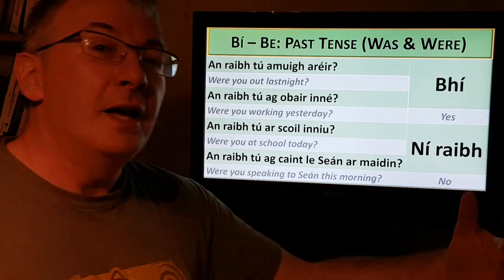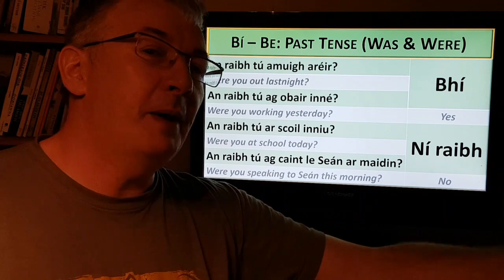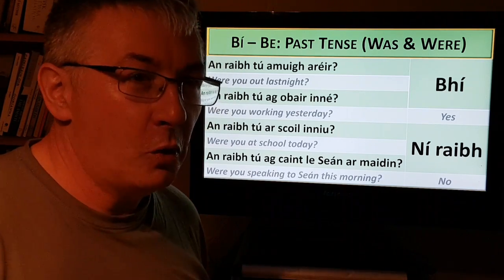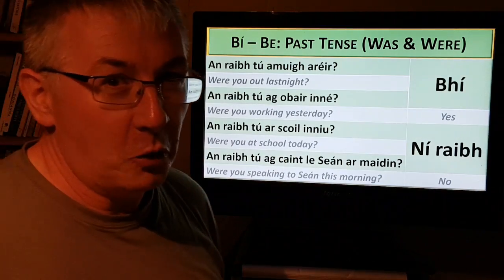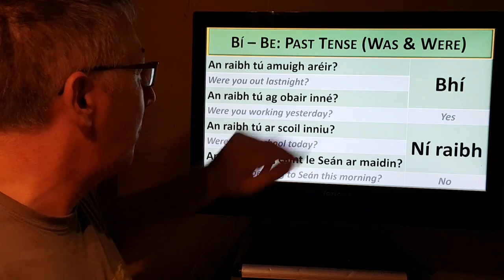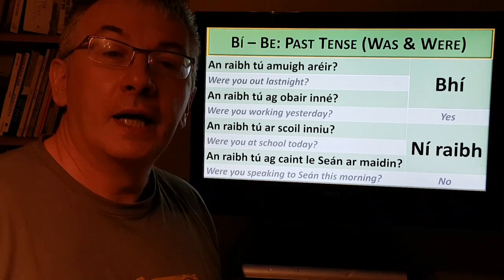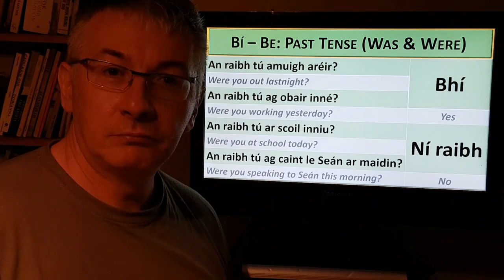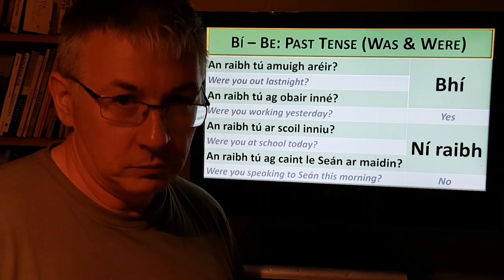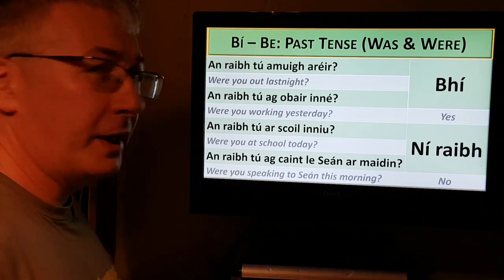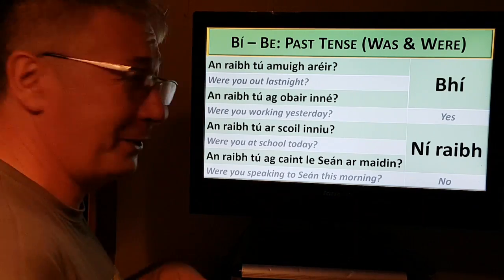We're always talking. The past tense will be talking about things you might have done two minutes ago, two months ago, two years ago, or two centuries ago, if you're long enough around, right? So, row two, gubber and 'inné'. Were you working yesterday? Row two, gubber and 'inné'. And if you want to say yes, 'bhí'. No, 'ní raibh'. Row two, gubber and 'inné', 'ní raibh'.